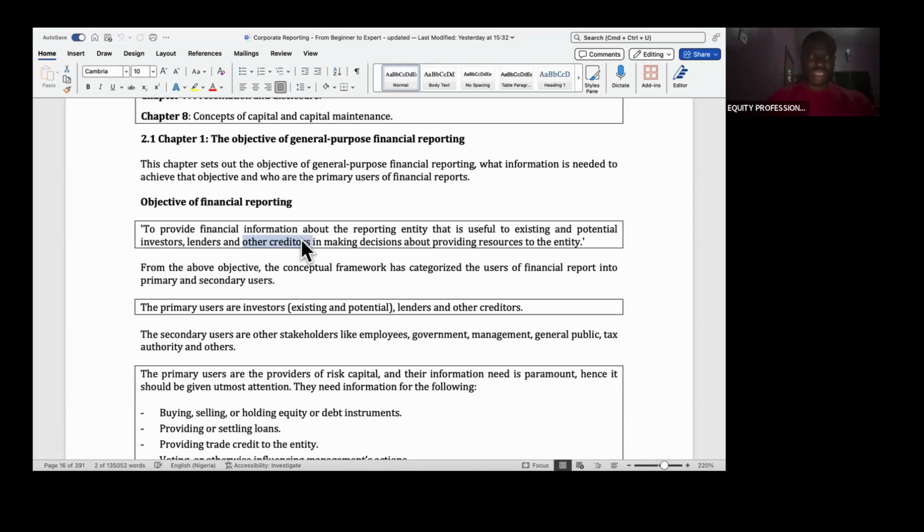Because the creditor will be seeing that, okay, this company is doing a lot of sales and they are paying early. They have money, they are liquid. They will see it in the information. So from that information, they will make all the decisions that they need to make. Okay, so that's chapter 1 of the conceptual framework.